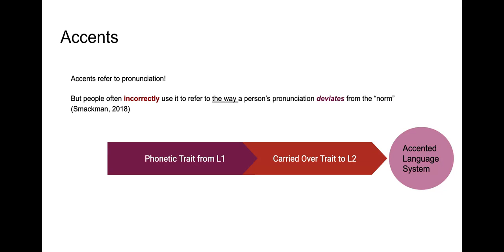People often use it incorrectly, as I was just mentioning, and they'll say a person's accent is the way that a person speaks, and how they deviate from the norm. But that's not correct. It's just a phonetic trait. It's a pronunciation. It has nothing to do with how they deviate from the norm, so to speak. It's just a trait.